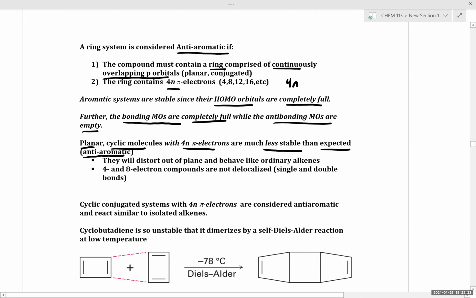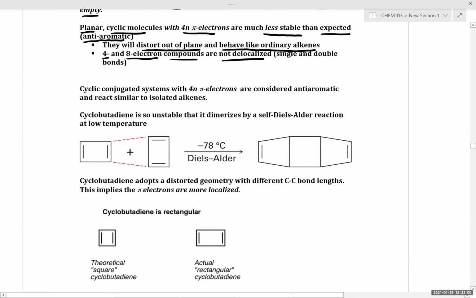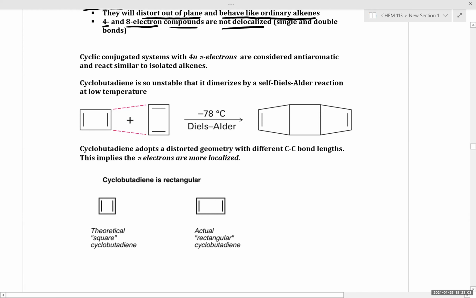We see this in patterns of reactivity. These compounds will distort out of the plane and behave like ordinary alkenes. 4 and 8 electron compounds that are anti-aromatic actually don't exhibit a substantial amount of delocalization. Their double bonds will function very similar to an isolated alkene. So to show a few examples of this, cyclic conjugated systems with 4n pi electrons are considered anti-aromatic, and they react similar to isolated alkenes.